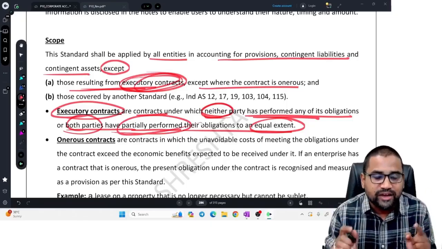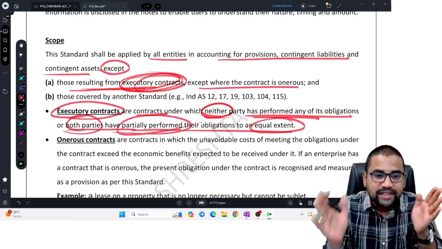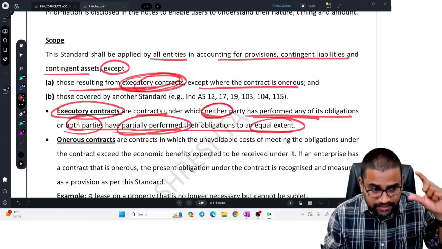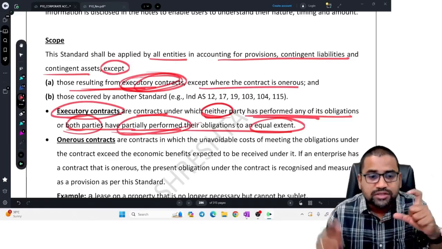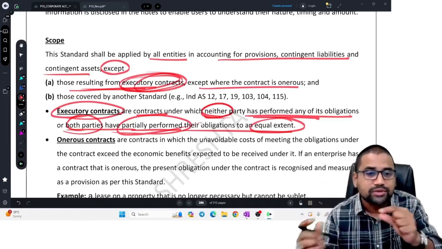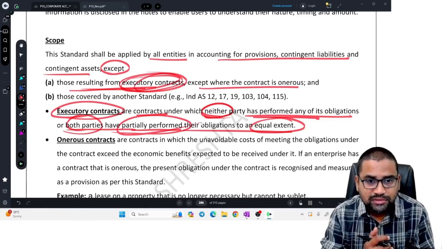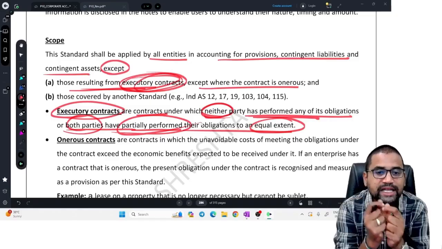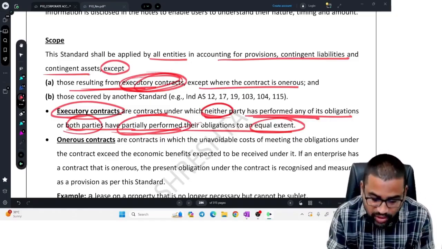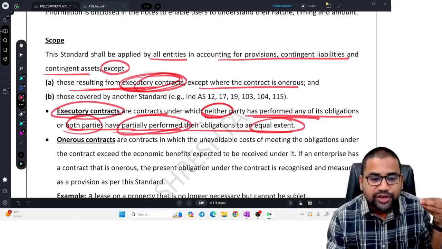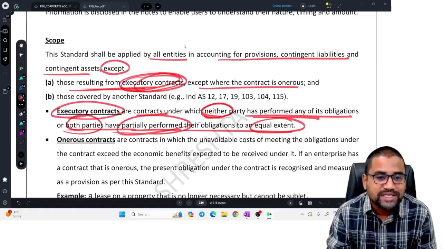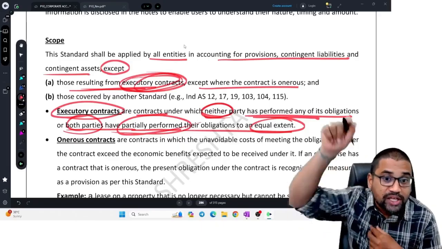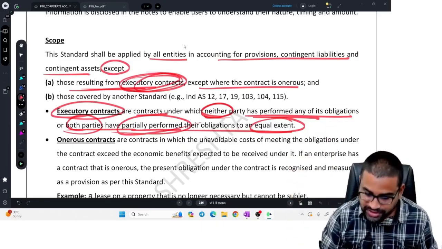For example, A and B entered a contract. A said he will sell the goods. B said he will purchase the goods. Suppose A is not sending the goods. Or even though A is trying to send the goods, B is not purchasing the goods. Or A and B have performed their duties only to an equal extent. That means no party has the right to enforce the other party. That is called an executory contract. Because of this executory contract, whatever provisions, assets or liabilities, the standard is not applicable. How can one party enforce the other party? Only when the other party fails to perform its obligations.